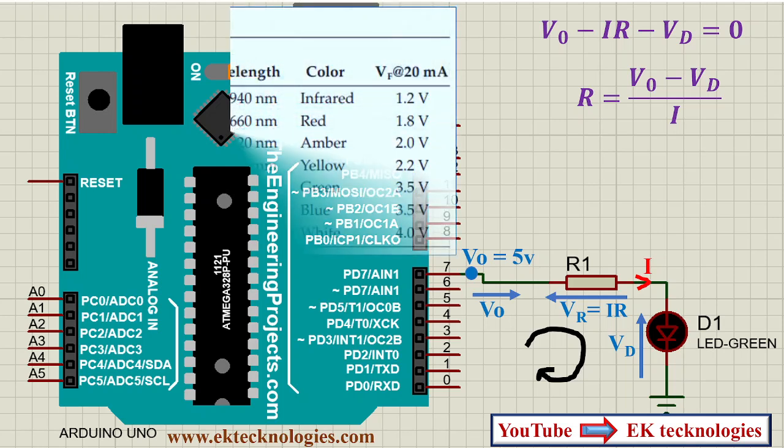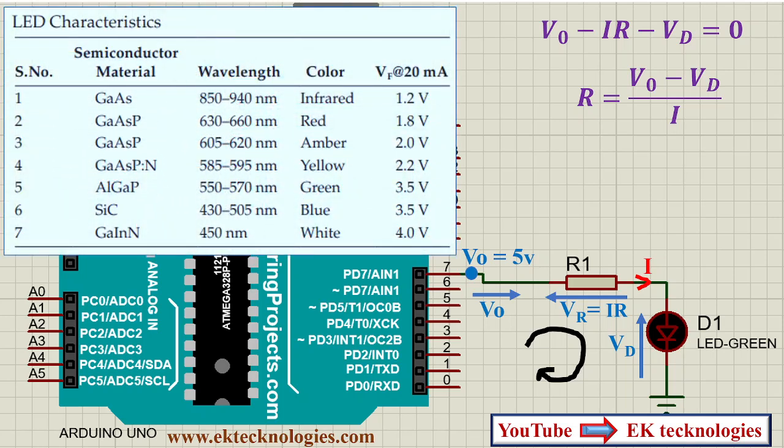So this is the data sheet of the LED showing the various characteristics of the LED with respect to their semiconductor material and the color of the LED. The color of the LED here is very important because the voltage drop across each LED, each color, is different from the other. But the current needed in order to turn on the LED is the same or constant, which is 20 milliampere. So you can use this data sheet for the LED characteristics.